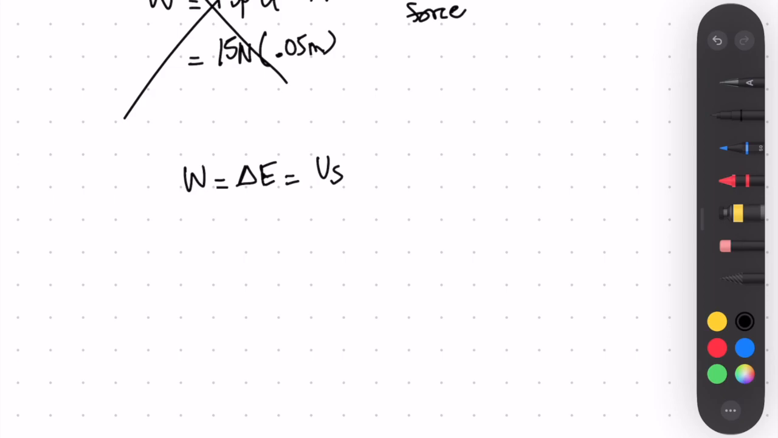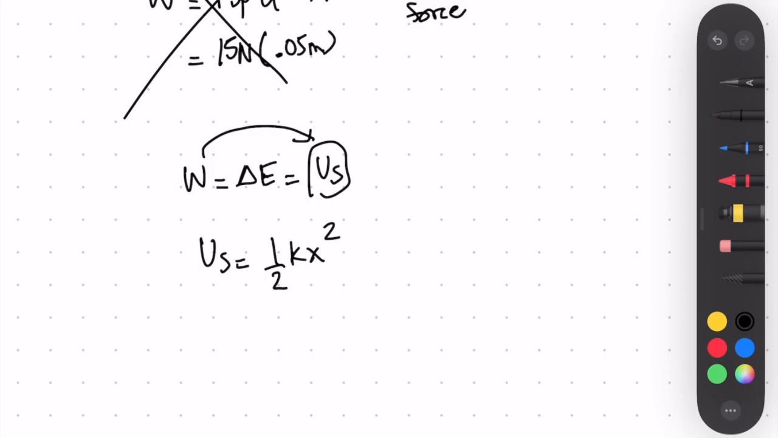So what we do is connect these two and think about, okay, well, the work is just going to be simply equal to the spring potential energy here. And spring potential energy is going to be equal to half kx squared, half times your spring constant times the distance that you compressed or stretched, squared.